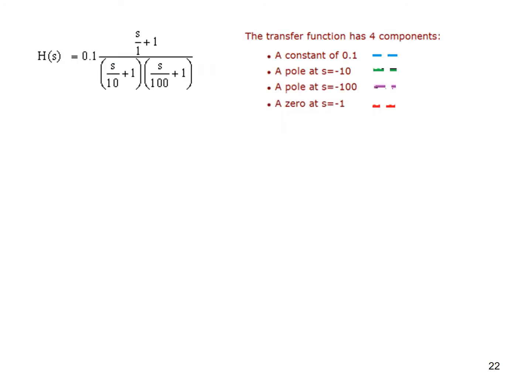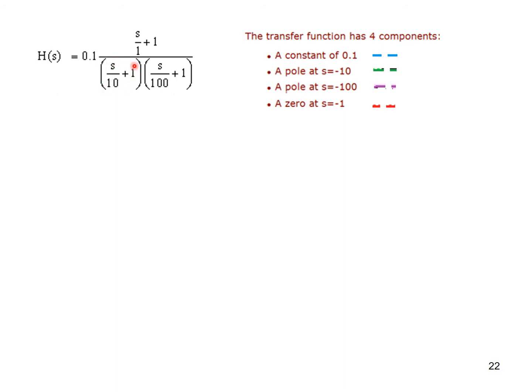Okay, so now that we have written it in standard form, let's identify what all we need to do. We have to take care of this constant. So we'll take 20 log of the constant, and whatever is the value, we'll plot that with the blue line.